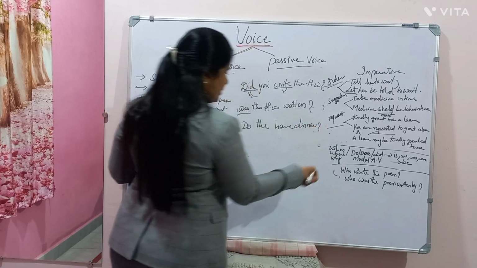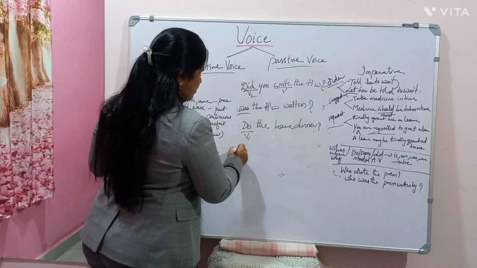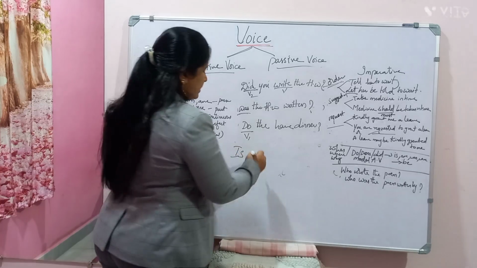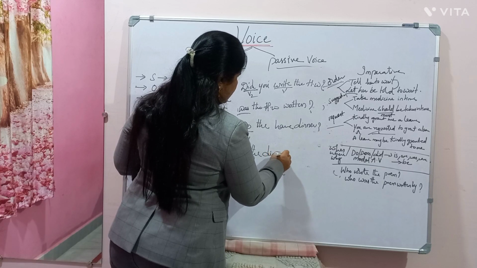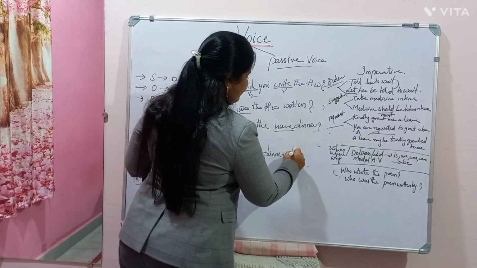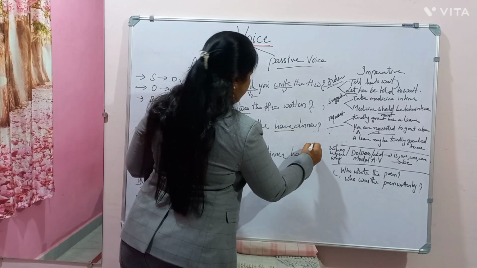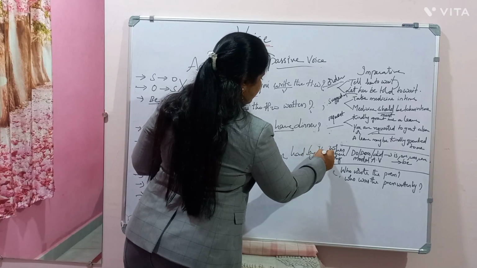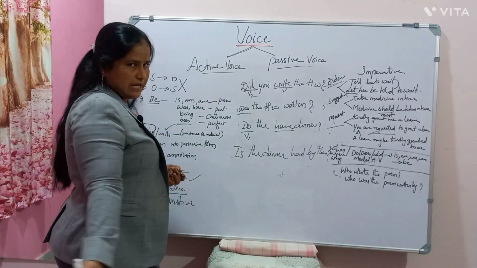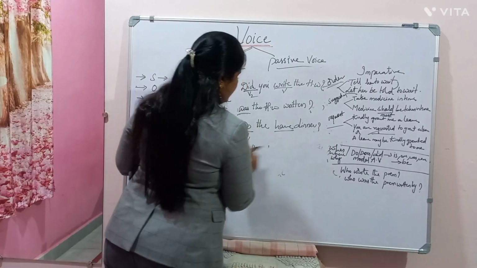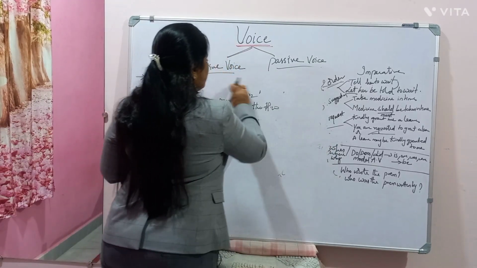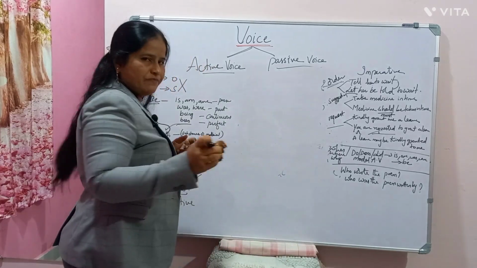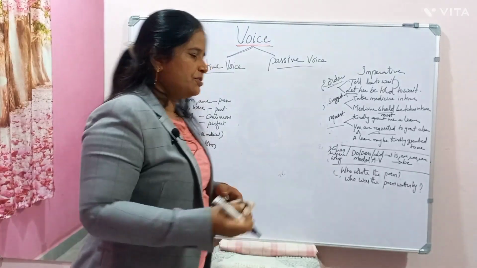Do they have dinner? Do is verb 1. So it is: is the dinner... What is verb 3 of this? Have, had. Is the dinner had by them? That means, do they have dinner? Is the dinner had by them? So this is how we have to change auxiliary verbs into passive. For a question which starts with an auxiliary verb, change it into passive.